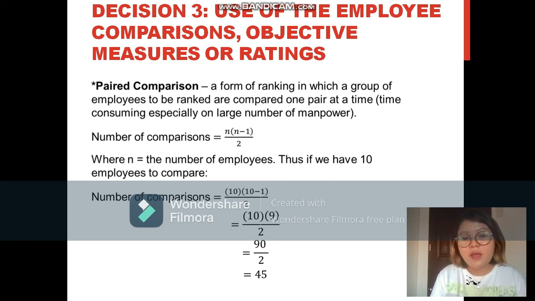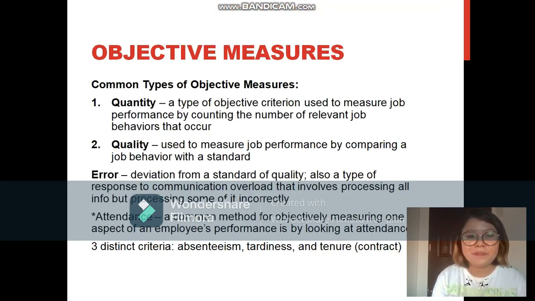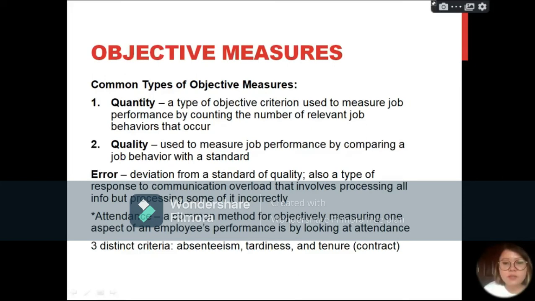Later I am going to give you some sample problems to be solved by using this very easy formula. Next, we have objective measures. These are the objective measures that we have to follow in performing performance appraisal. The objective measures have two types: the quantity and the quality.